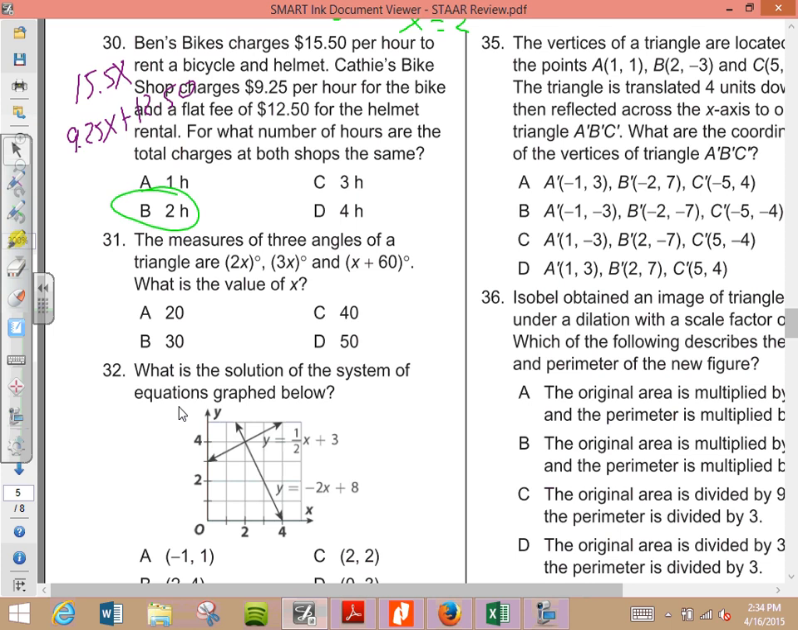The measures of 3 angles of a triangle are 2x degrees, 3x degrees, and x plus 60. What is the value of x? What do you do with those? Yes. Add them all up and put them equals to 180, right? So 2x plus 3x plus x plus 60 equals 180. Combine all the x's, you get 6x plus 60 equals 180. Take away 60 from both sides, you get 6x equals 120. Divide by 6, what do you get?